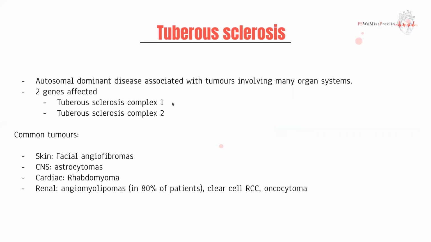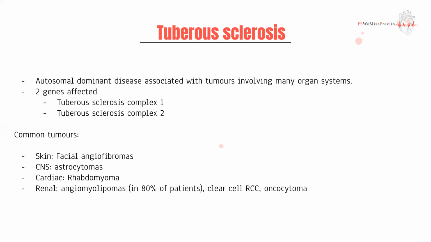We then have tuberous sclerosis. Now, tuberous sclerosis is an autosomal dominant disease again that is associated with tumors of many organs. So it's not just the kidneys. You have two genes affected. So as the name suggests, it's tuberous sclerosis complex 1 and 2. And the common tumors you see are often to do with connective tissue. And going back to our angiomyolipomas, they're going to be quite similar.